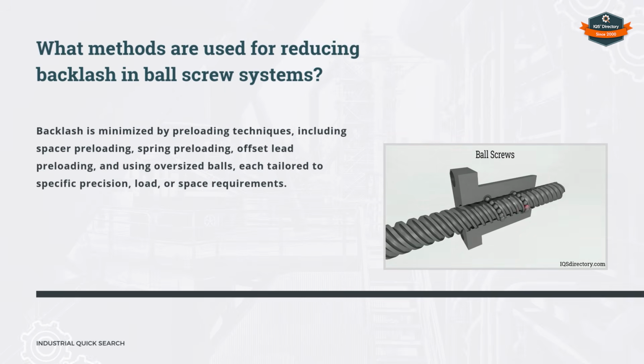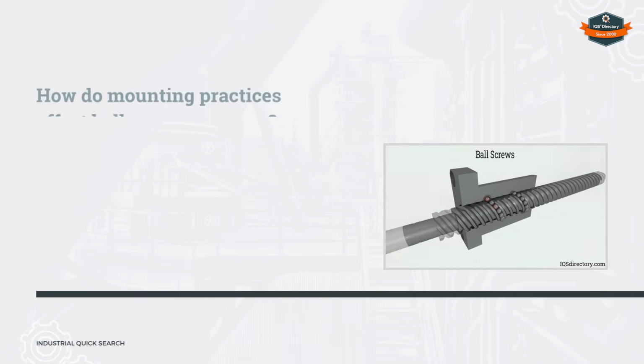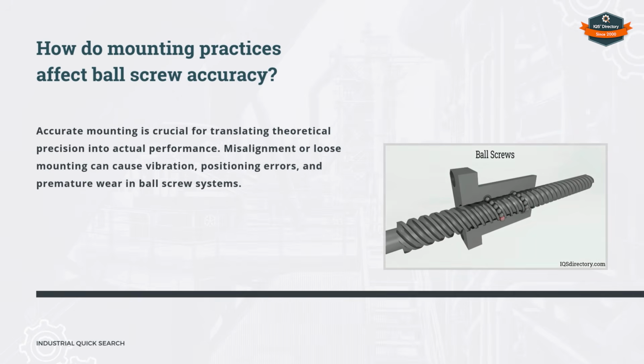What methods are used for reducing backlash in ball screw systems? Why is lubrication essential for ball screw longevity? How do mounting practices affect ball screw accuracy?